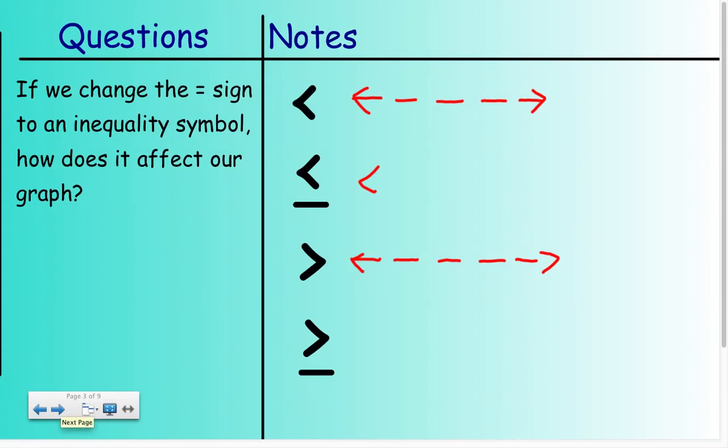Less than or equal to and greater than or equal to are going to have a solid line, just like we normally would have done with an equal sign. We're also going to need to do some shading. Whenever we have less than, we're going to shade down. Whenever I shade for greater than, I'm going to shade up. And that'll make sense in a second.